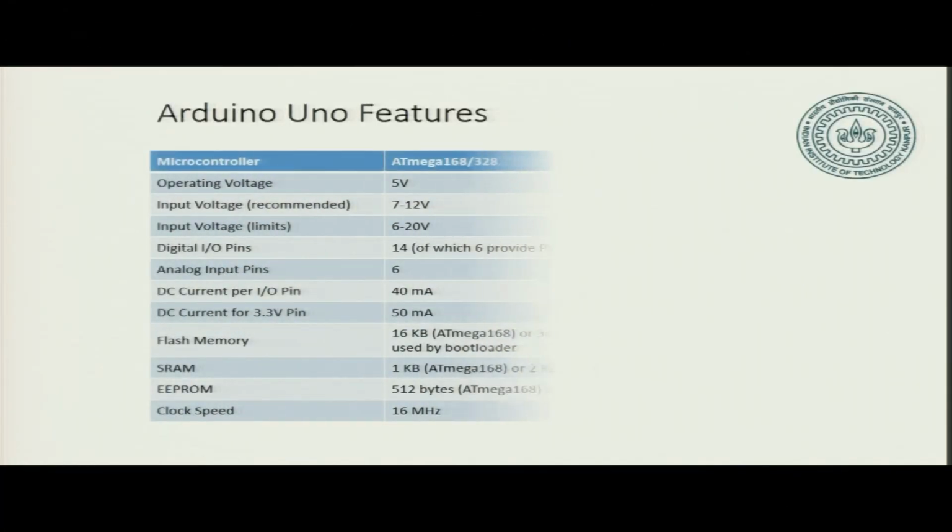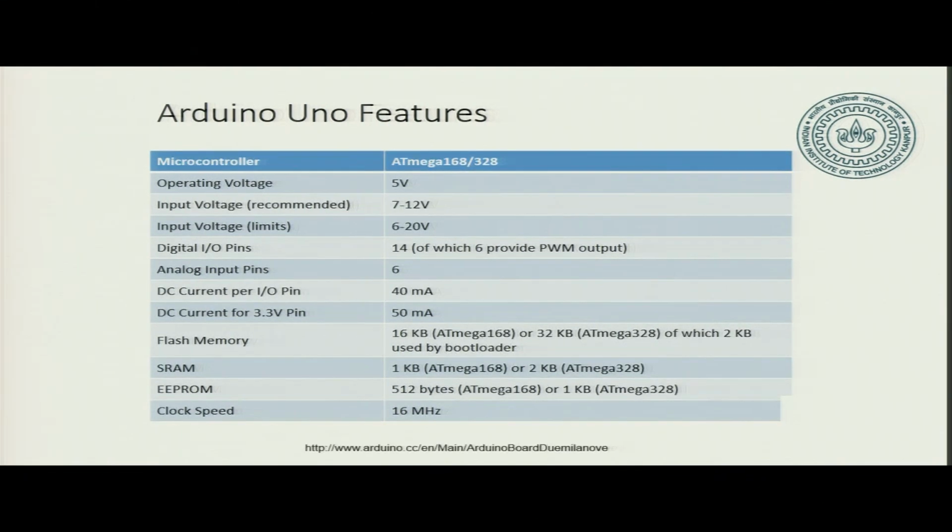Okay. So, now let us look at this, which is a very general figure. The operating voltage of Arduino is about 5 volts, okay, and the input voltage limit is about 6 volts to 20 volts. Okay. There are 14 digital IO pins, and 6 of the digital IO pins are for PWM, pulse width modulation. Now, something to note here is that the current output from each of these pins is about 40 milliamperes.